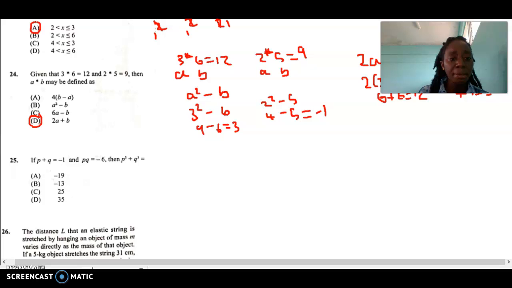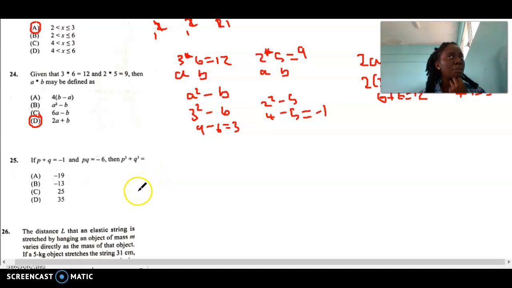Now for question 5, if P plus Q is equal to -1 and PQ is equal to -6, then P cube plus Q cube is equal to. So what this basically means is that if I have two numbers, when I find the sum of the numbers, my answer is -1. However, when I find the product of these two numbers, the result should be -6.